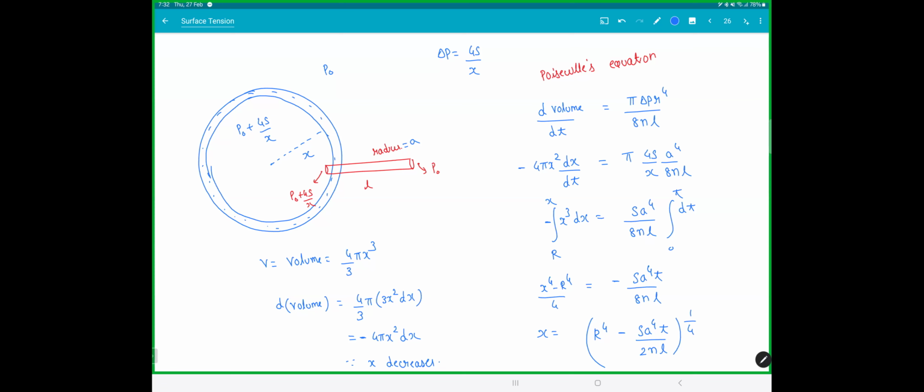Any doubts on what we did? The main thing is that you have to write Poiseuille's equation. That was the main thing to figure out. And the delta P comes from excess pressure. That's it. Once you figure it out, then it is just math.